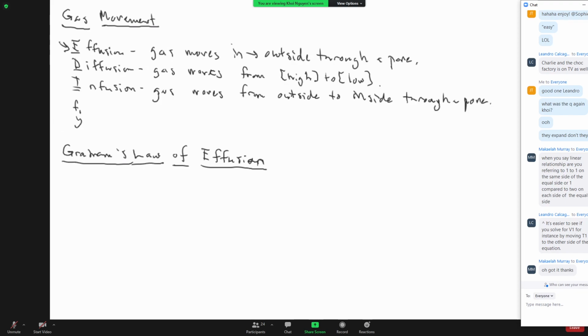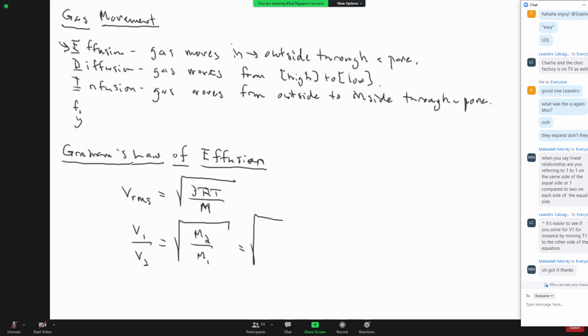No worries. Graham's law of effusion. We know, remember, we use our root mean squared velocity, V root mean squared, square root of 3RT all over the molar mass, capital M, which was our average velocity that we had earlier. What Graham's law of effusion does is it takes into account whether it's for temperature or for the molar mass of the system. So V1 over V2 is equal to the square root of M2 over M1, or the square root of T1 over T2.